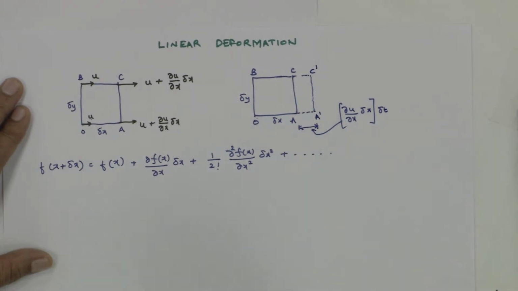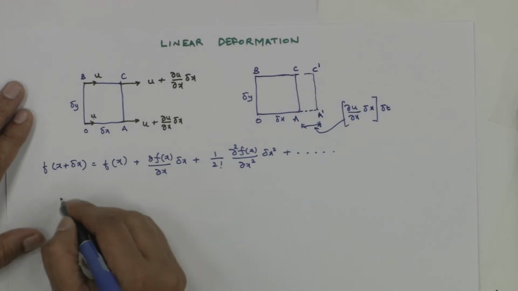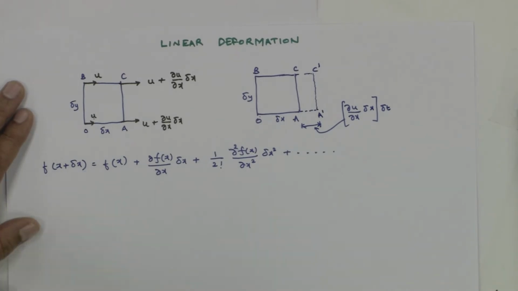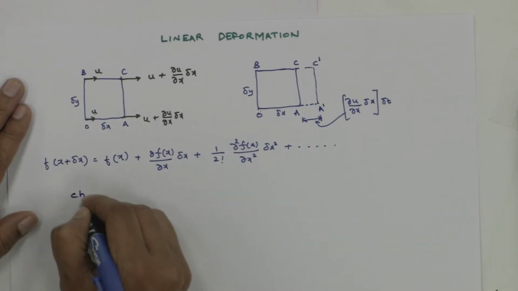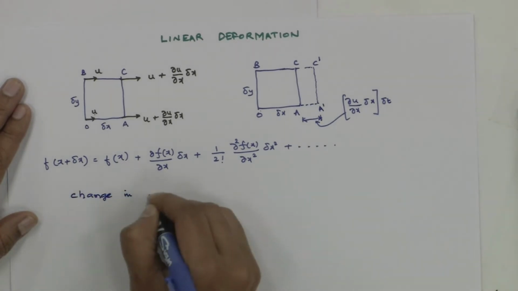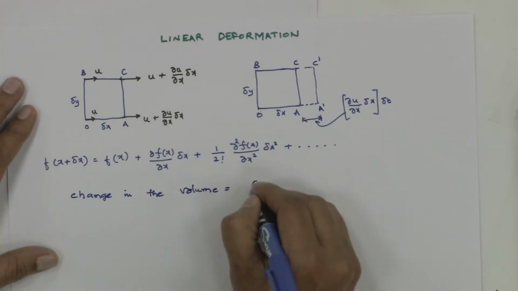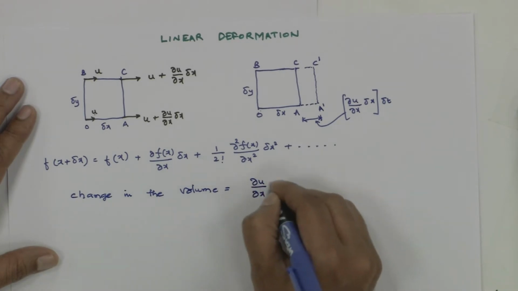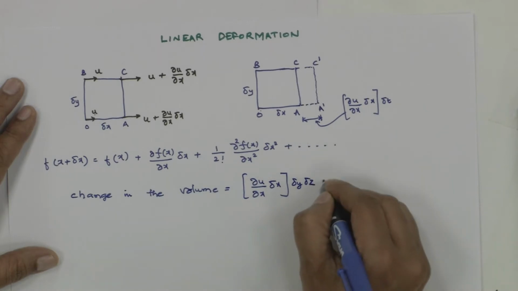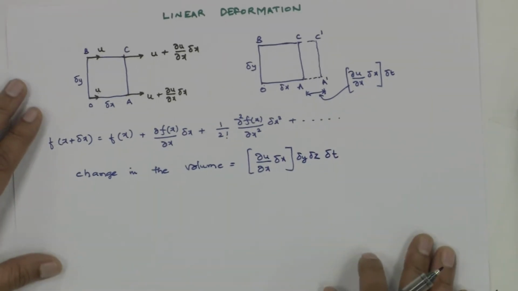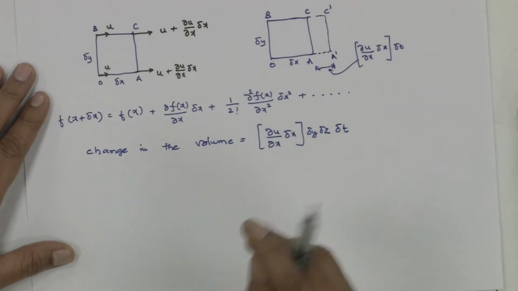So, now what has happened? The stretching of the volume element, the change in the volume of the fluid element, has become equal to del u by del x into delta x, delta y, delta z is same, delta t. Okay. Similarly, let me just simplify, let us say it stretches only in the x direction.